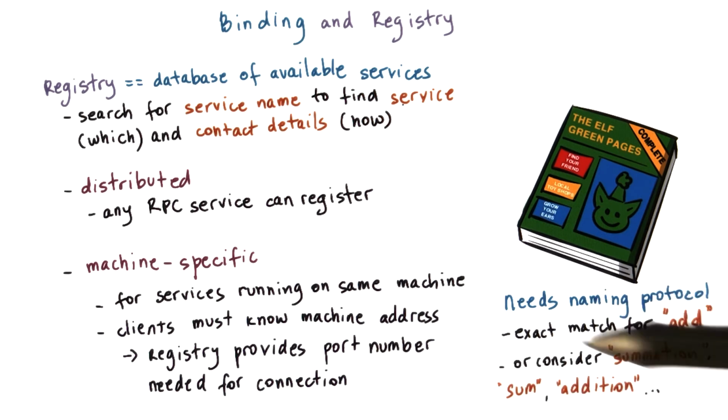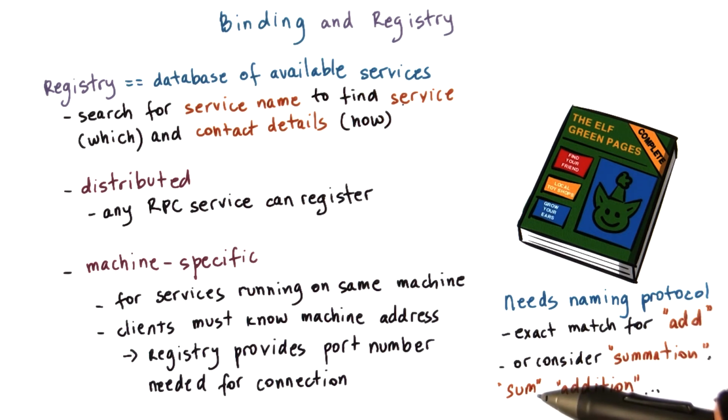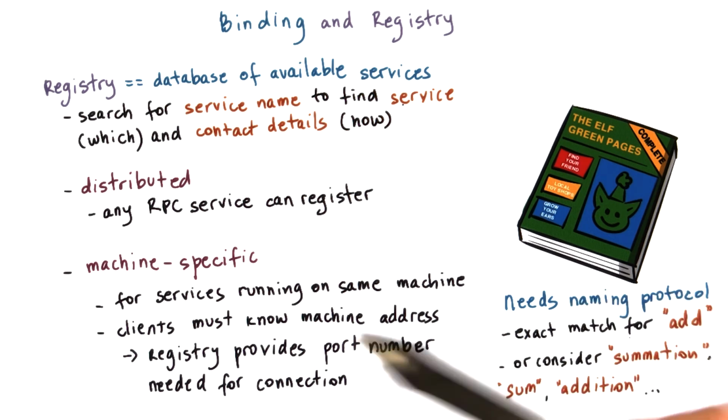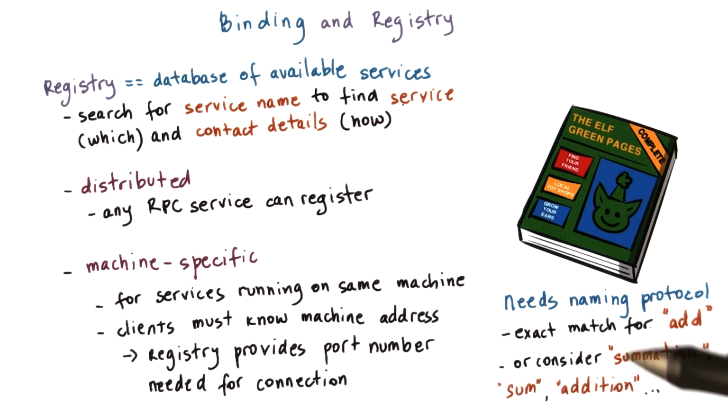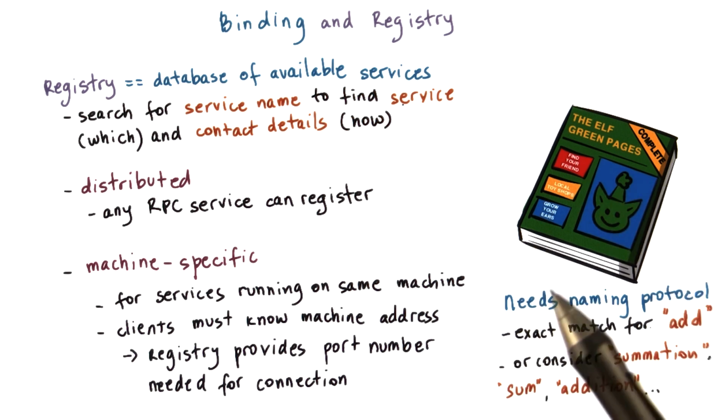Or a more sophisticated naming scheme could consider the fact that words like summation and sum and addition are likely equivalent to the use of the word add, and so any service that uses any one of these function names or service names is a fair candidate to be considered when trying to find the best match. Allowing this kind of reasoning will require support for things like ontologies or other cognitive or learning methods, and we will not discuss this in this course.